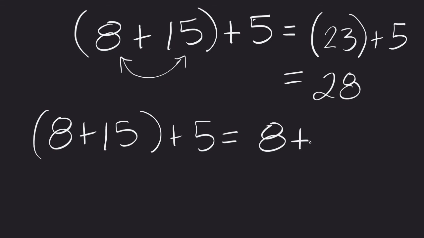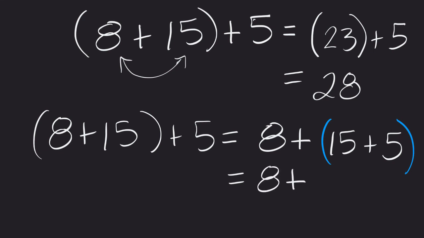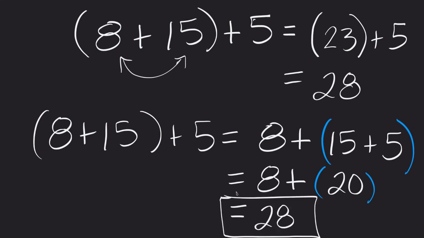8 plus, and here's my new associative idea, I'm going to regroup this to say 15 plus 5. Okay, well, when I do that, now I've got 8 plus, well, what's inside these parentheses now? Well, 15 and 5, that's 20. That's pretty easy. And now 20 plus 8 is easily found out to be 28. Same solution, just much easier by regrouping or moving numbers around using what we call the associative property. The ability to regroup into an easier set.